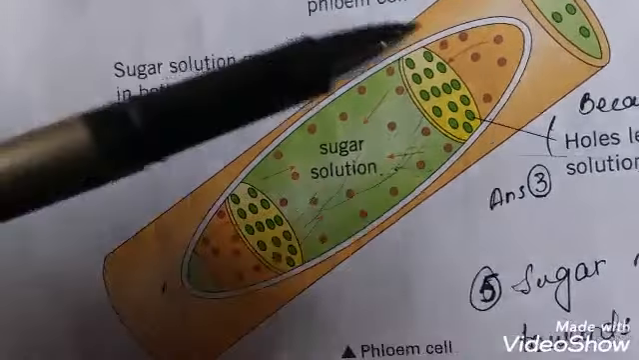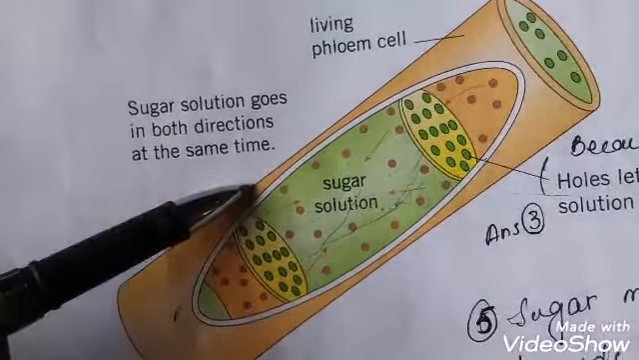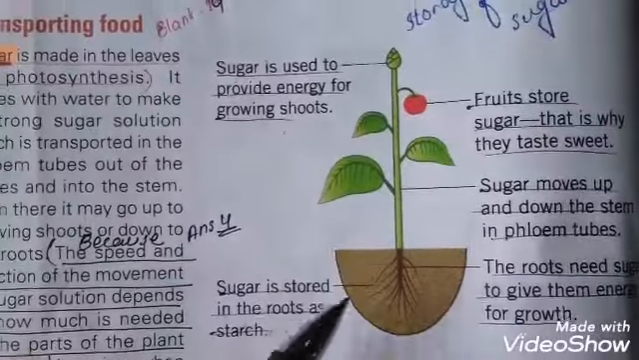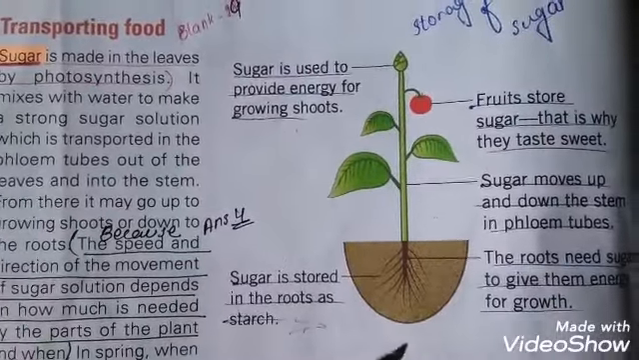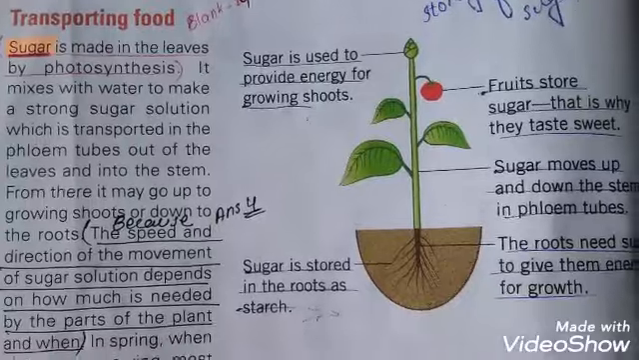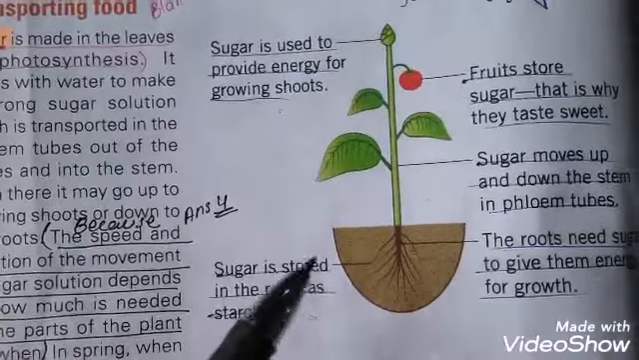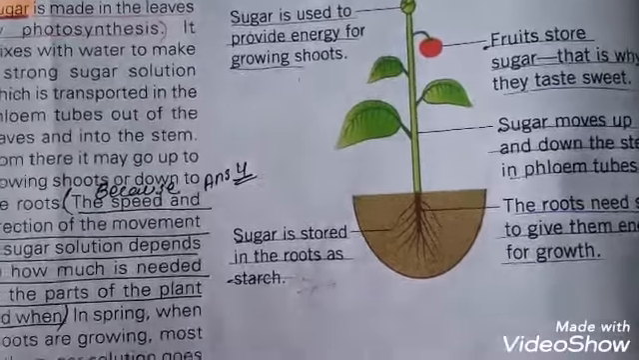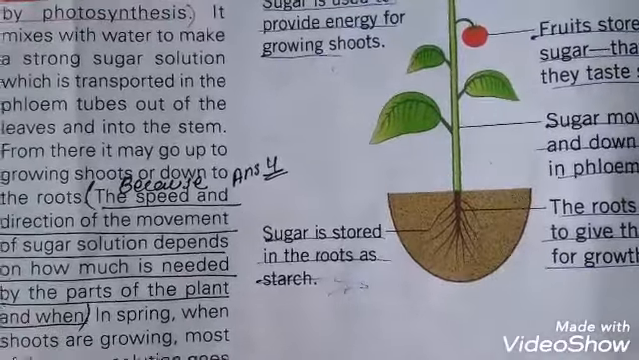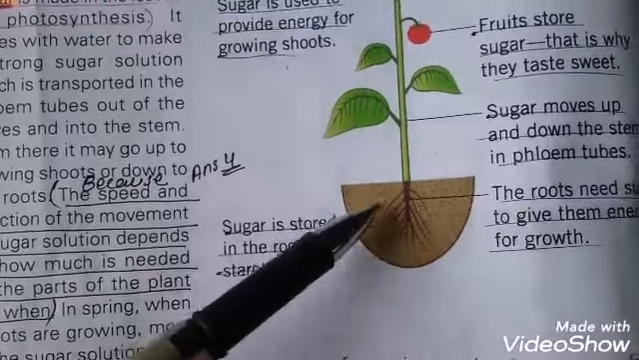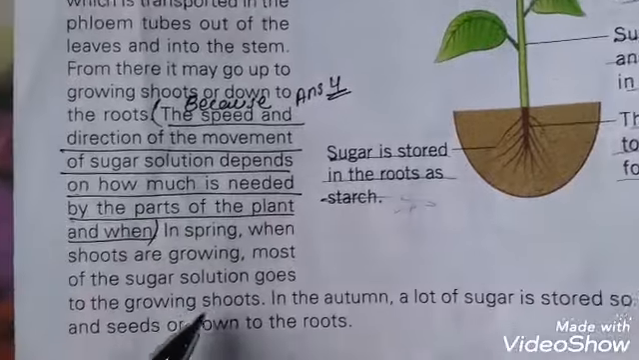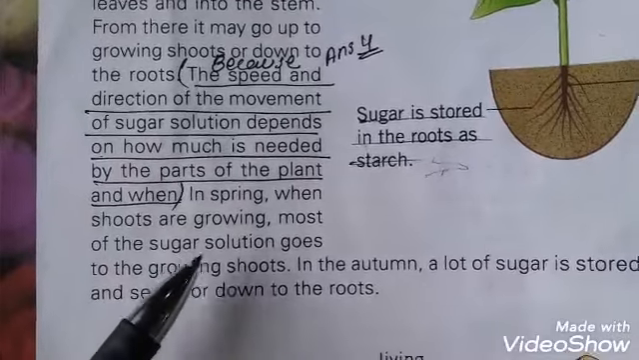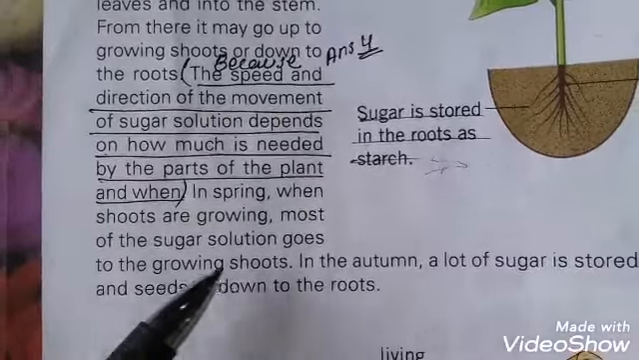Students, the speed and the direction of the movement of the sugar solution depends upon how much this plant needs and when it needs this sugar solution for energy. But in spring there is a difference of season. In spring, when most shoots are growing, plants need more energy, so more sugar solution goes into the growing shoots.